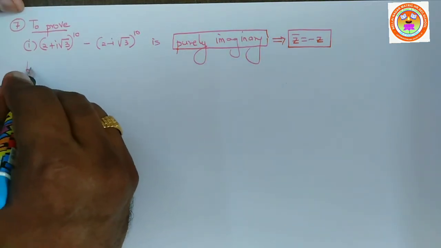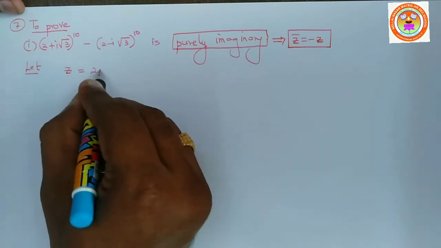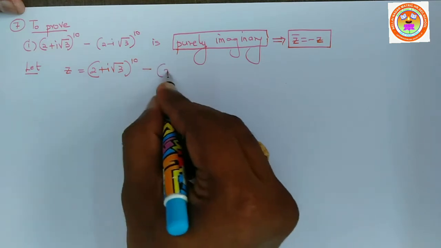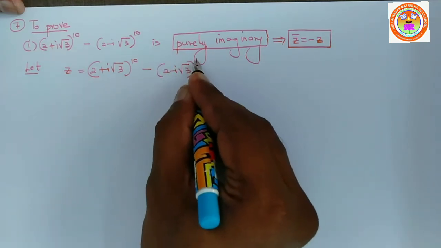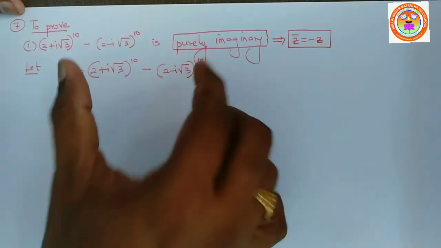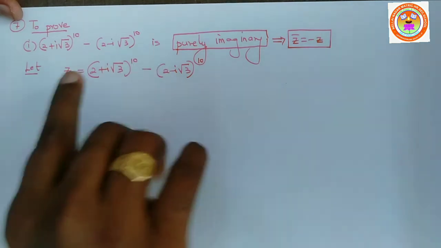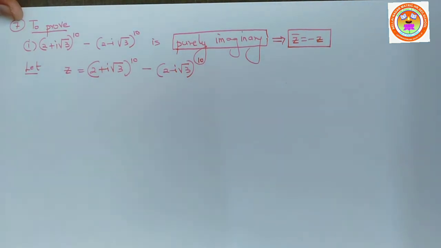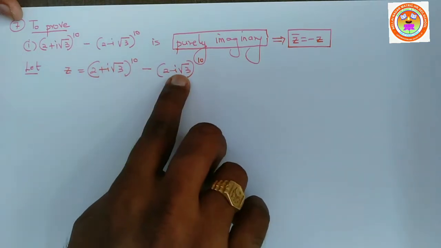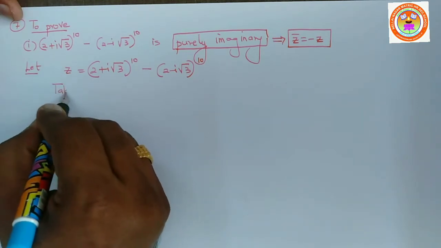So first, assume z is equal to (2 plus i root 3) whole power 10 minus (2 minus i root 3) whole power 10. Listen carefully, this is z. I was once told, if z bar is equal to minus z, then you can say it is purely imaginary. So this is z. Taking conjugate on both sides.